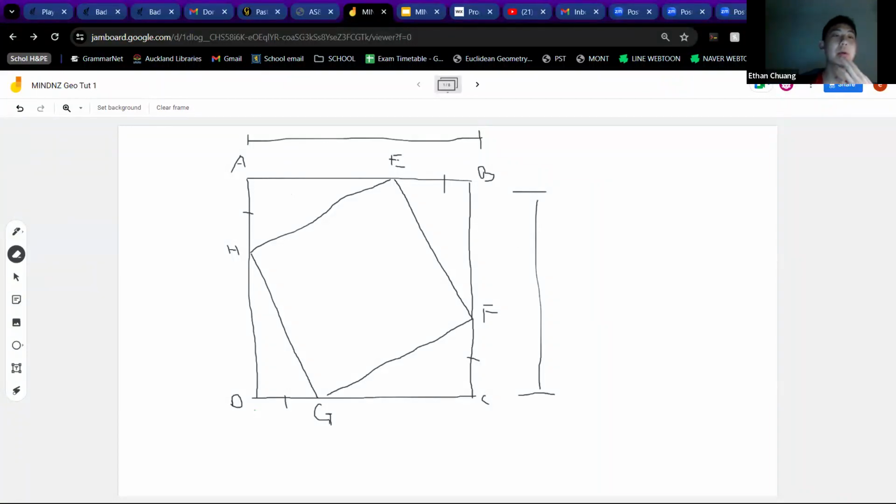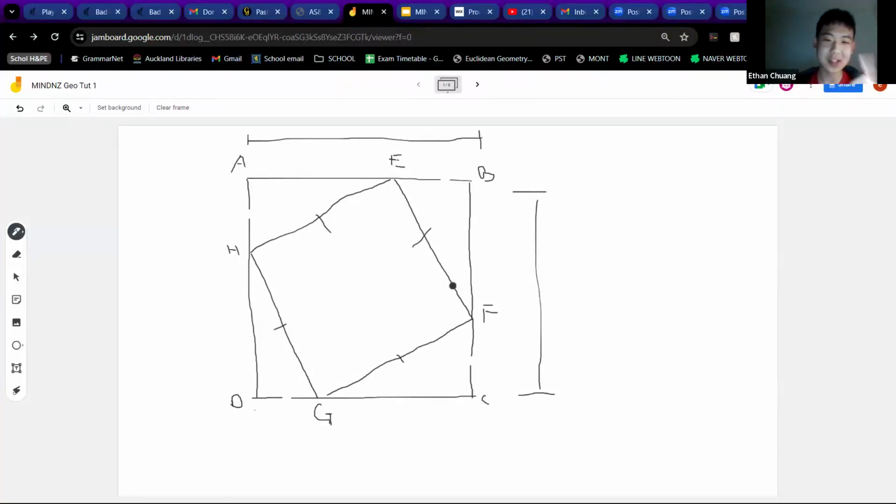Right, yeah. So all the sides of the inner square are equal. I'll just rub this out first, I guess. So HEFG is a square, right? That means all the sides are equal, so we know that these four sides are equal here.